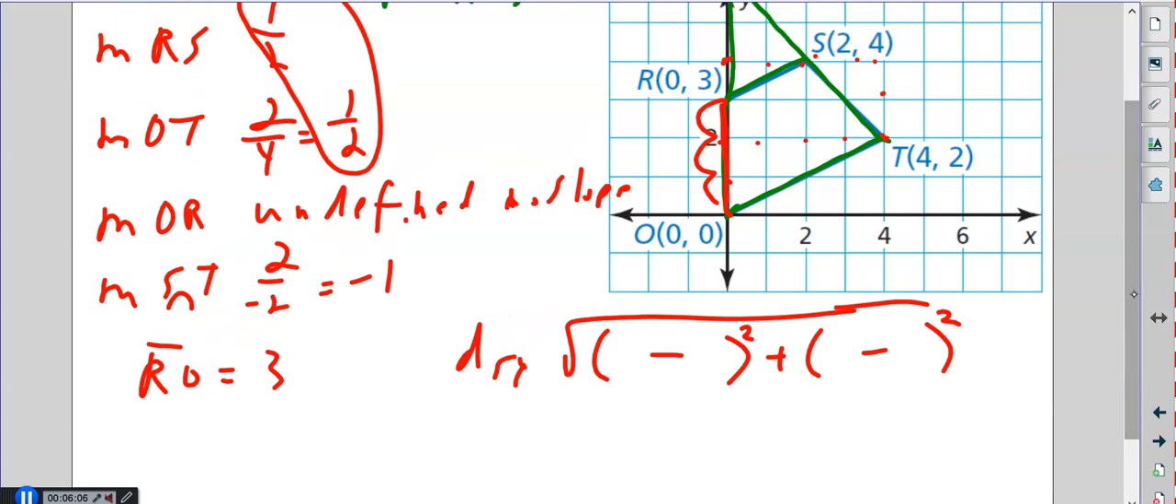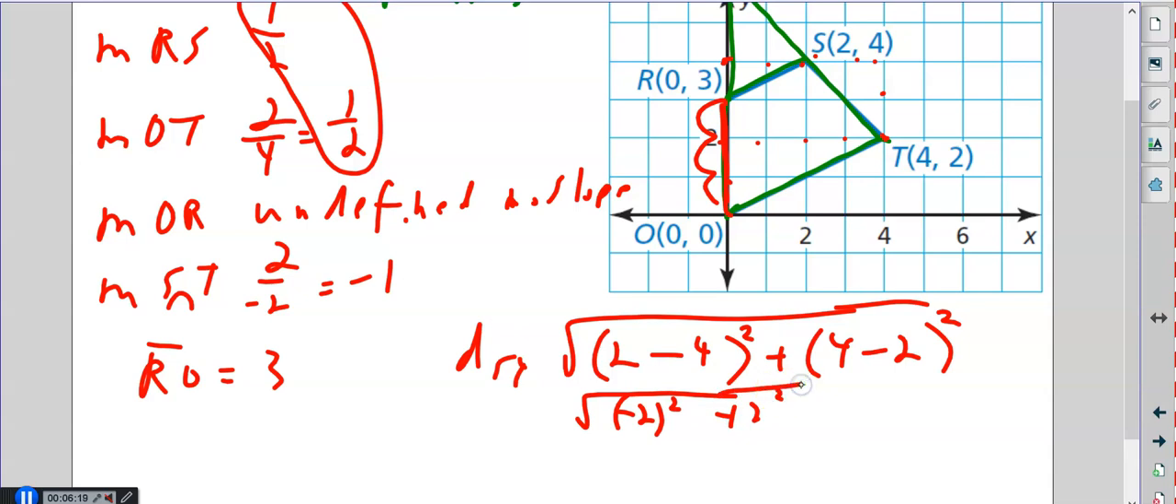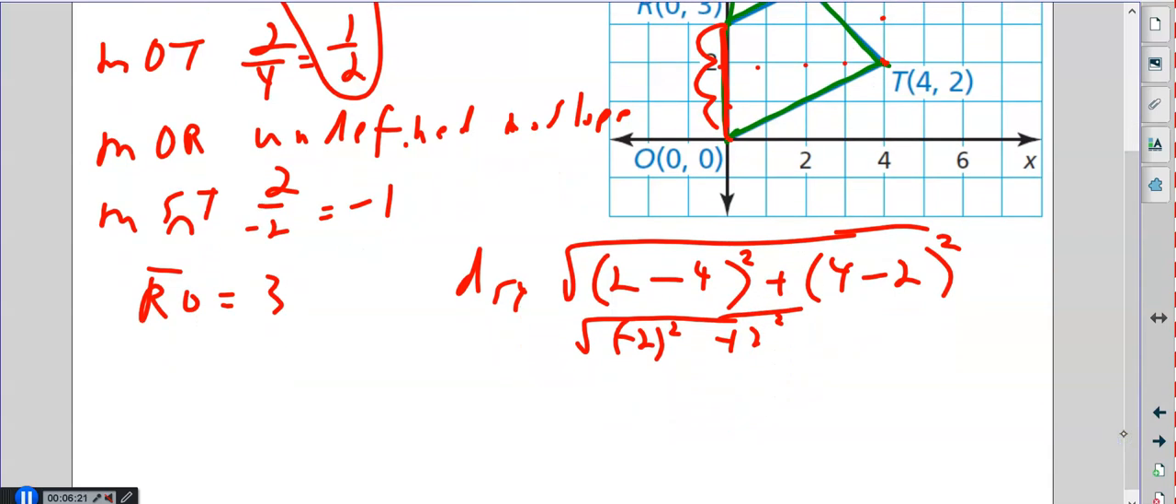So I'm going to do x minus x, so 2 minus 4, and well, 4 minus 2. All right, so that's the square root of -2 squared plus 2 squared. Well, -2 squared and 2 squared are the same thing. So that's the square root of 4 plus 4, the square root of 8, which is obviously not the same as 3 because the square root of 9 is 3. So not isosceles.